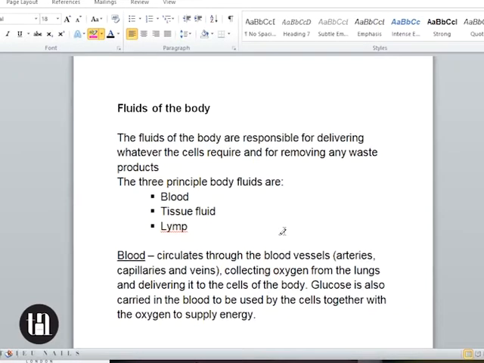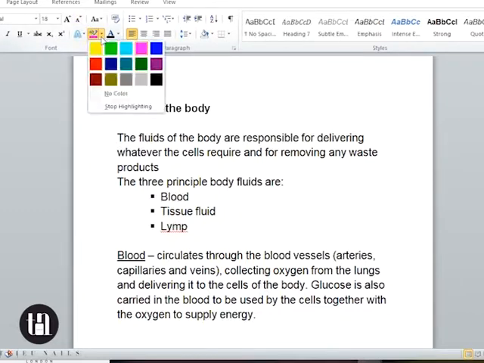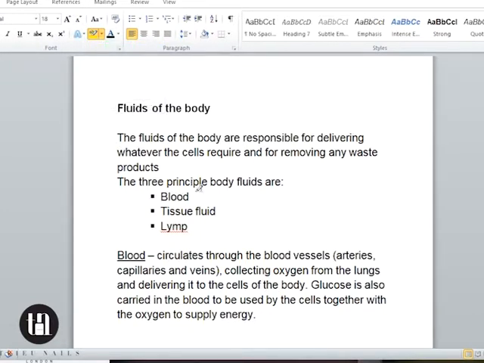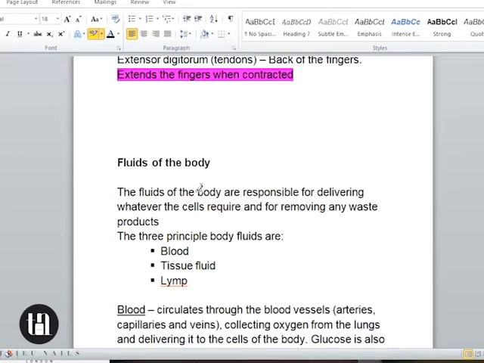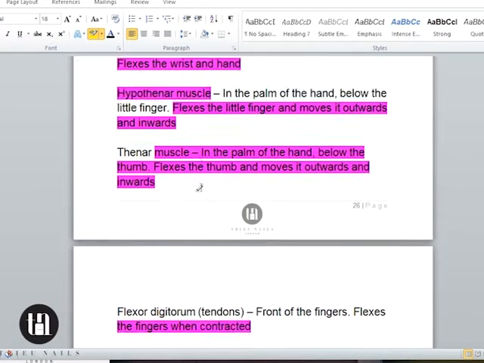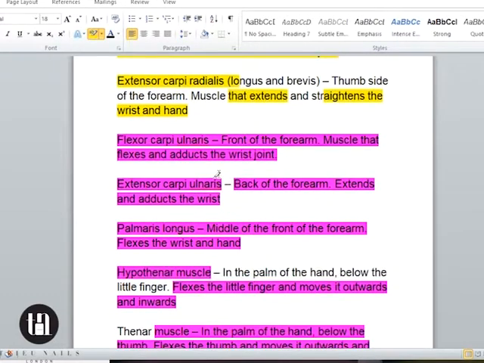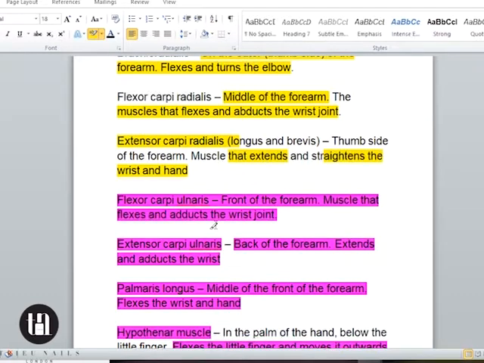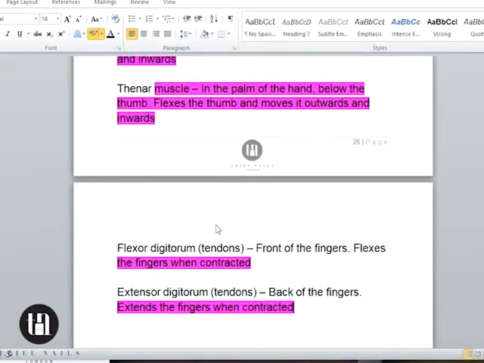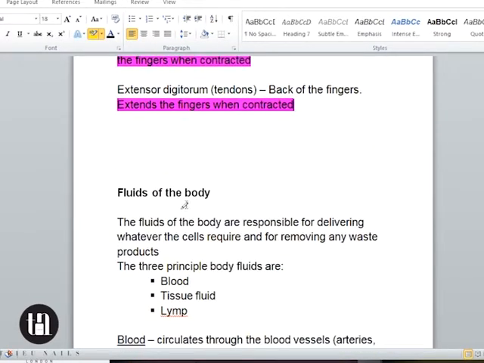We then move on to the fluids of the body. Again, if I'm going too fast, do pause the video because there is a lot to take in, and remember to digest some of this. Depending on your course, you will need to know different types of movements, if it's adducts, abducts, flexors, or extensors. But this is based on the difficulty of your course and the requirements of your course.